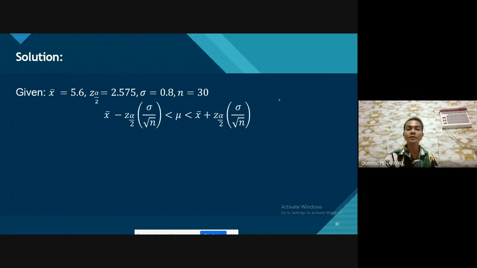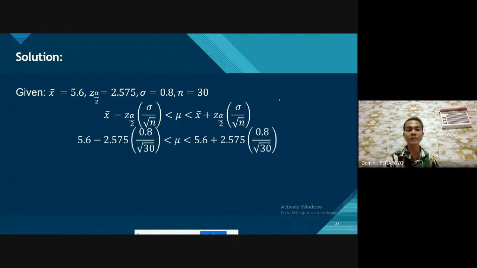Okay? So again, we substitute in our formula. We will have 5.6 minus 2.575 times the quantity 0.8 over square root of 30. That's for the lower limit. And for the upper limit, 5.6 plus 2.575 times the quantity 0.8 over square root of 30. Now, using your calculator, you will arrive at approximately 5.22 for the lower, and for the upper, we have 5.98.